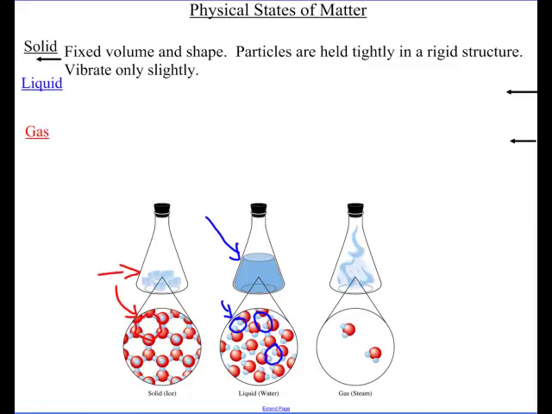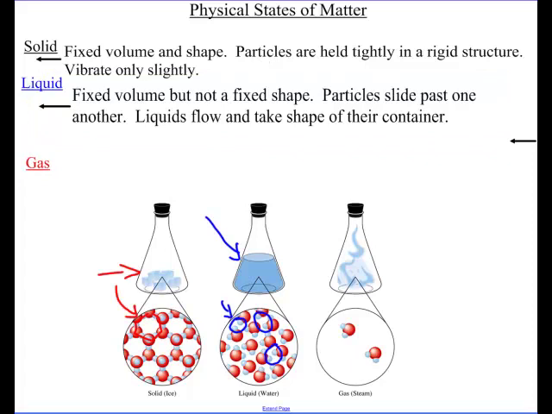And as you know, it doesn't matter what you pour a liquid into, it will take the shape of its container. So for liquids, they have a fixed volume but not a fixed shape. In other words, if I have 100 milliliters of water, it doesn't matter what container I pour it in, it's going to be 100 milliliters. But if the container is a long skinny cylinder or a short beaker, they will take whatever shape container you pour them into. And as it says right here, the particles slide past one another.